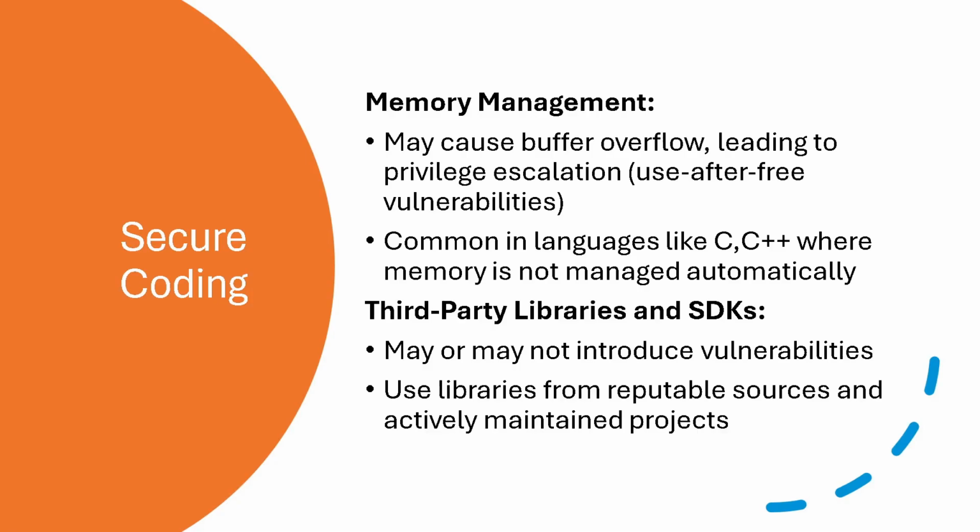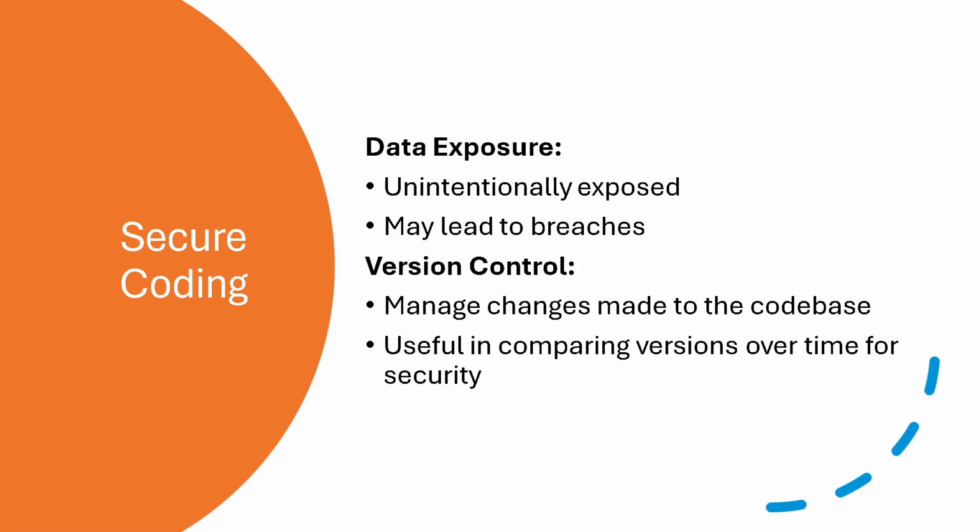Third-party libraries and SDKs. Libraries may or may not cause vulnerabilities. We don't know about any of the particulars of that library, which is why it is recommended to use libraries from reputable sources and actively maintained projects which release patches to prevent the libraries from having any vulnerabilities. Data exposure. Data exposure can be intentional or unintentional, but can lead to the internal knowledge of how the system works leaking to the general public, which is why data must be secured.